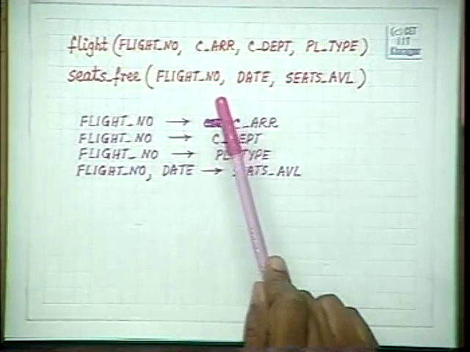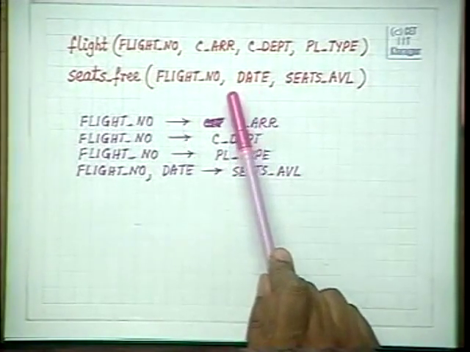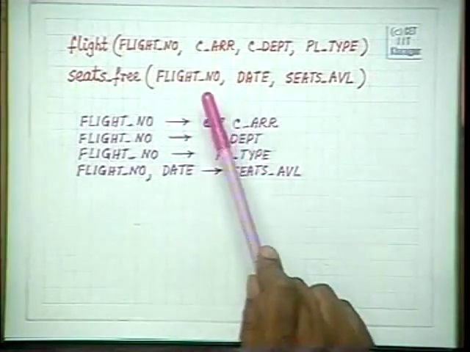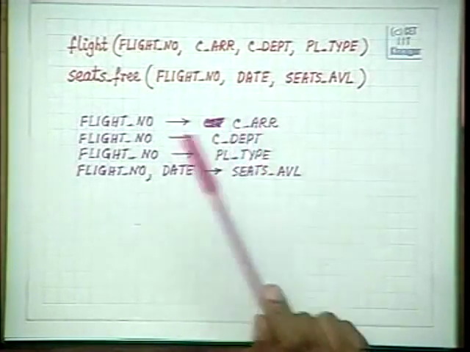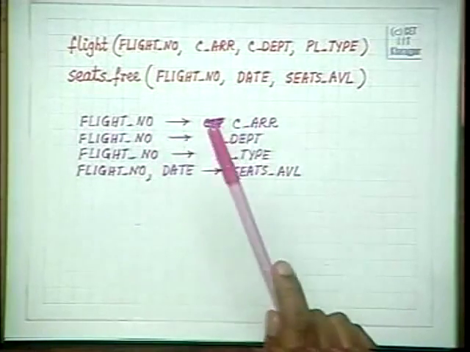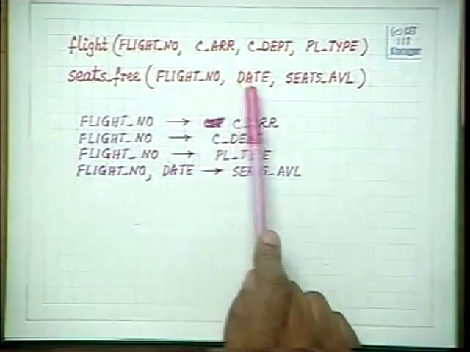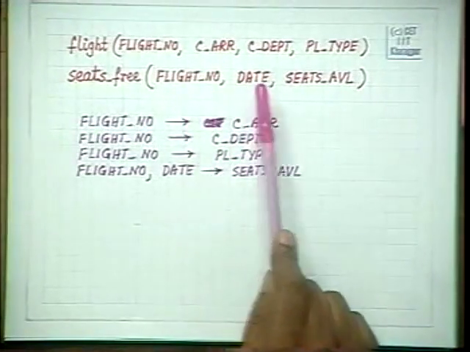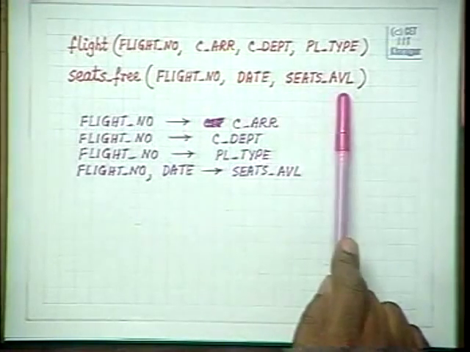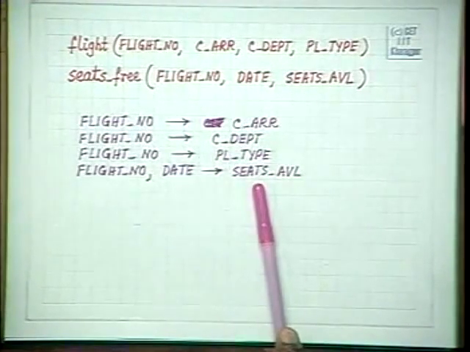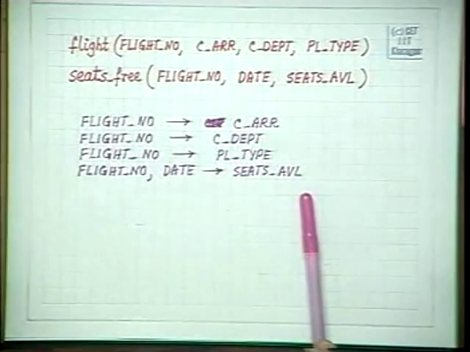On the other hand, if we start having the same flight number twice on the same day, then this will not hold. But normally that is never the case. On a particular day, on a particular date, for the flight number, the seats available is the number of seats available. So, we have this functional dependency.